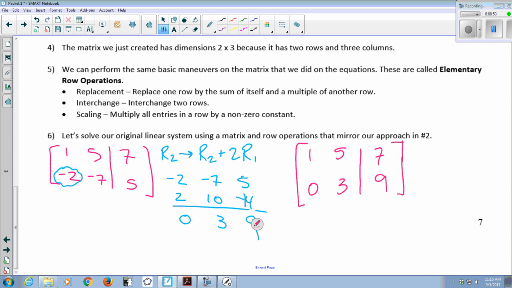Right, so that should have been 2 row 1. That should have been positive 14. Still comes out to 9.